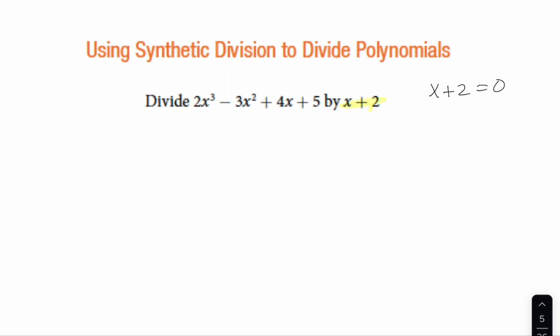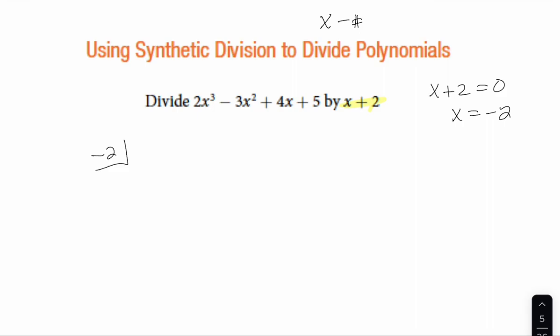Okay, so the first thing I want you to do is set your divisor, that would be this thing, equal to 0. Okay, so that's the first step. And you're going to solve for x. Now, it has to be of the form x minus a number or x plus a number for this synthetic division to work. So you're going to put negative 2 in the top left corner of my box.